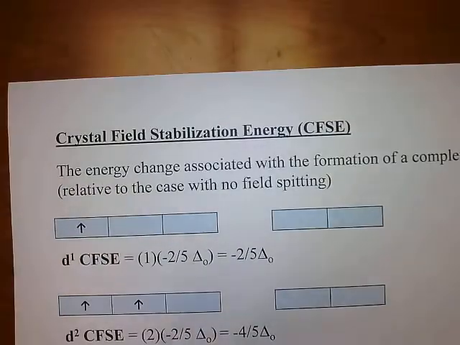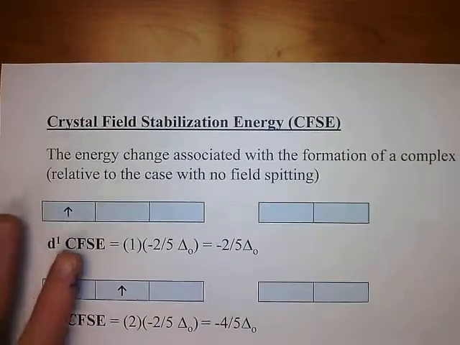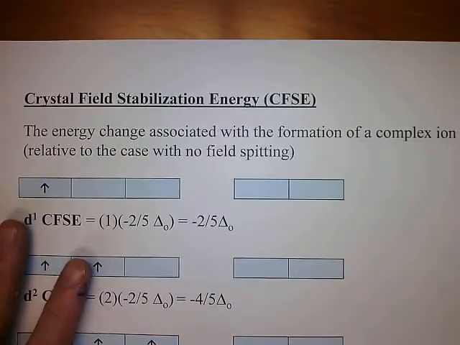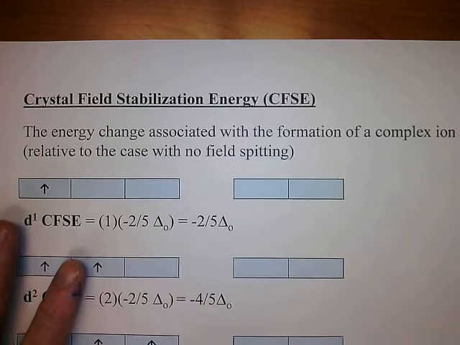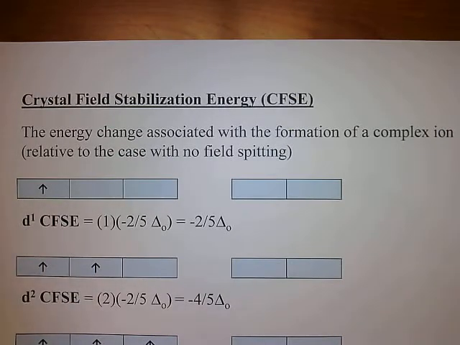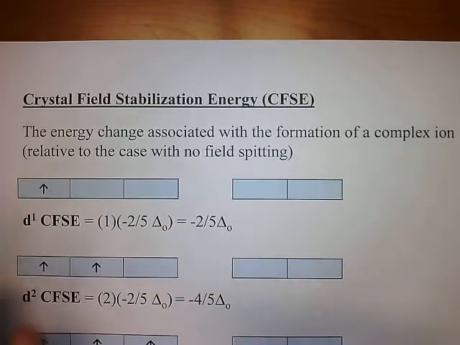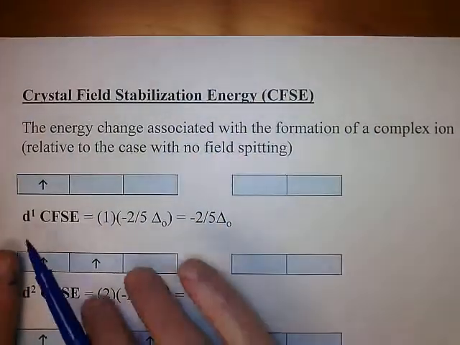So let's talk about now the crystal field stabilization energy, CFSE. What is this? It's the energy change associated with the formation of a complex ion relative to the case with no field splitting. In other words, what's the energy change associated with the formation of the ion? So one more time, we start with D1. We'll go back through these cases, starting with D1.